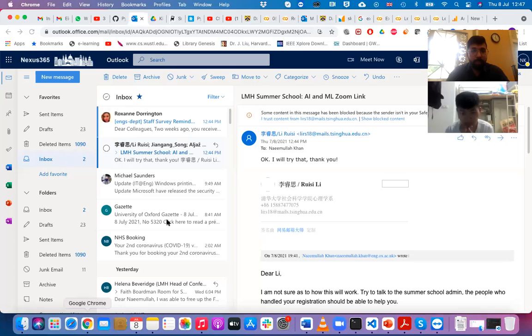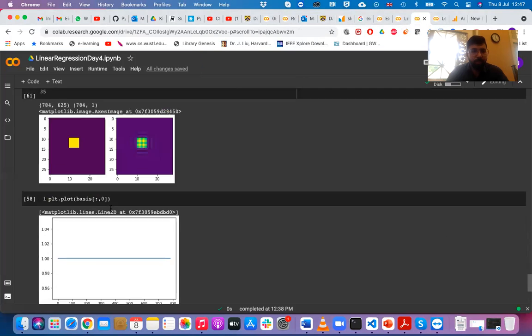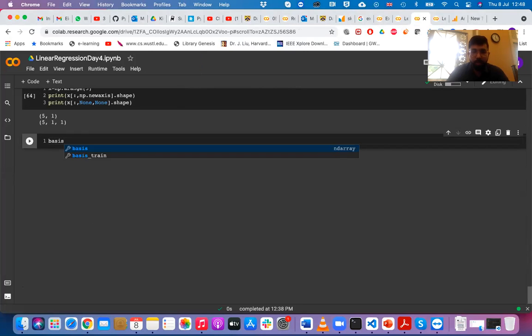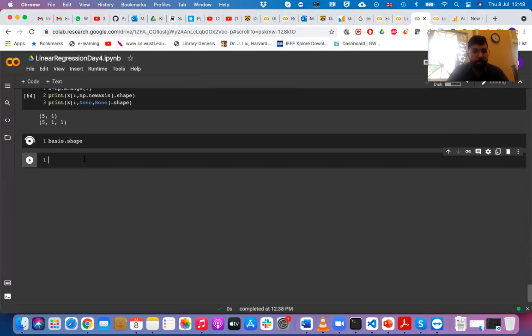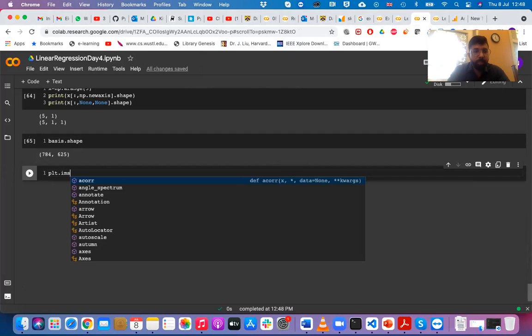Another good thing would be to actually visualize the bases. One thing that you can do, in fact, let's try to do it right now. Can you see my screen? Is it shared? Yes. Okay, so let's look at bases. So basis is this. We can do something like this.